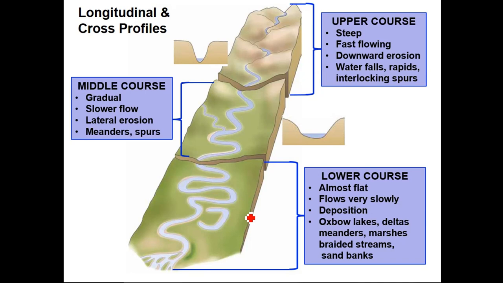So what do I find in the upper course? Waterfalls, rapids, okay? And here I see meanders. So you can see that it's starting to form like a snake, right? And when we see that shape, it's called a meander. All right, so there we go, lower course. So what does it form? That landform that you see over there is an oxbow lake.